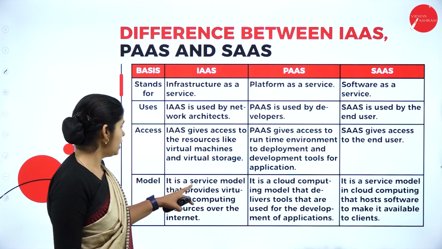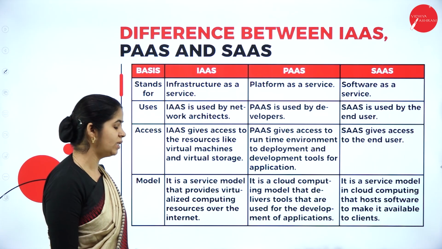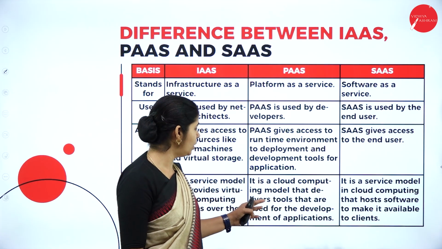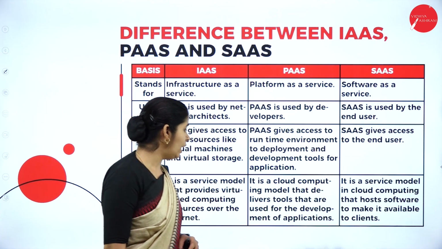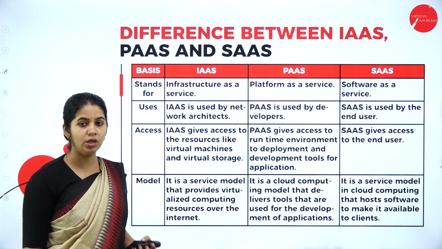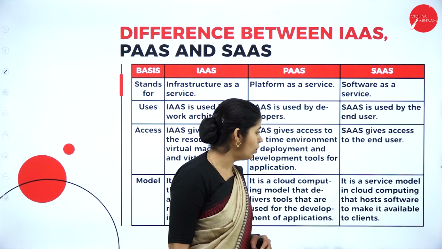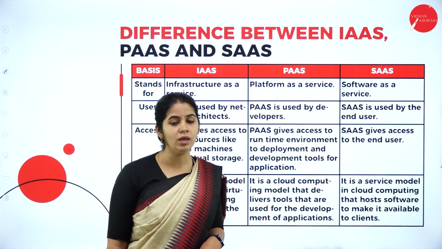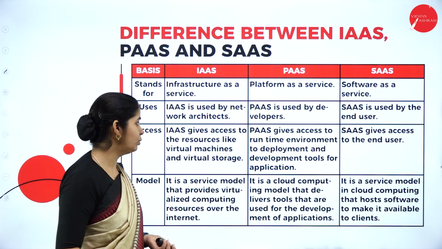Model: IaaS is a service model that provides virtualized computing resources over the internet. PaaS is a cloud computing model that delivers the tools used for development of the application. It gives the platform for developing the application. SaaS is a service model in cloud computing that hosts the software and makes only the application used by the user available to the client.